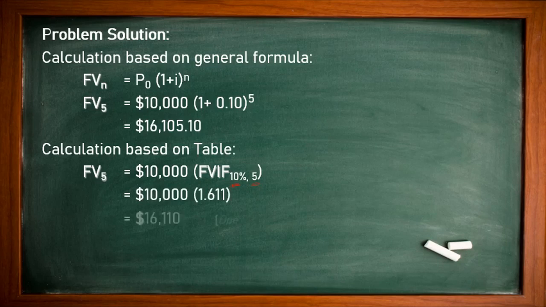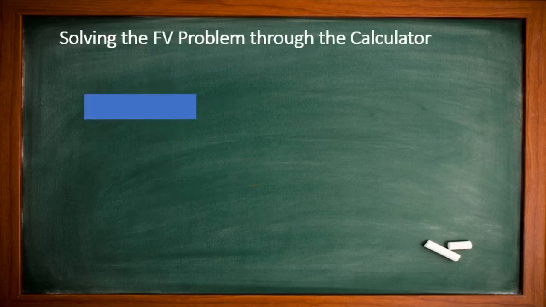1.611. We multiply and get the value 16,110. This small change again came here. If you remember, 105 and 110. This change is due to the rounding, because in the table all the values are already rounded up. So always you will get some small changes.